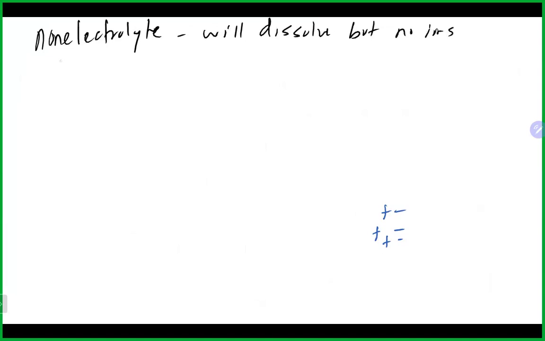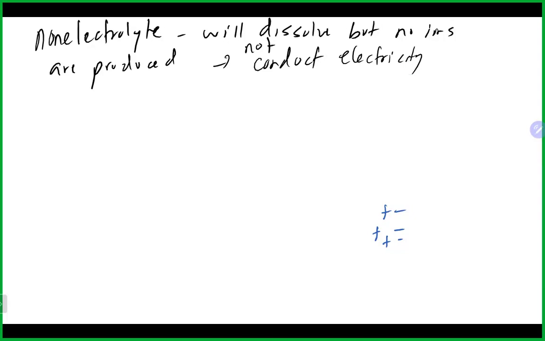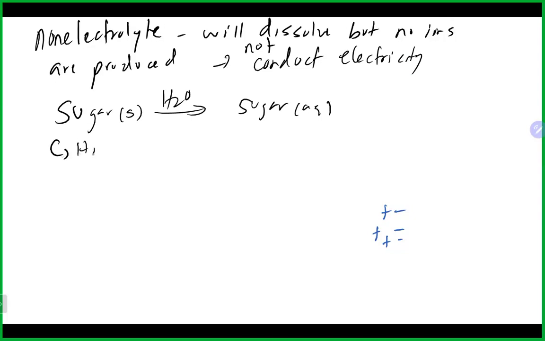The last type, which is really a non-electrolyte, will dissolve, but no ions are produced, so it will not conduct electricity. Something like sugar, for example: sugar will dissolve in water and you'll get dissolved sugar. But sugar is made up of carbons, hydrogens, and oxygens, which are covalently bonded together. They share electrons. You don't make any ions when you do that, so it will not conduct electricity.